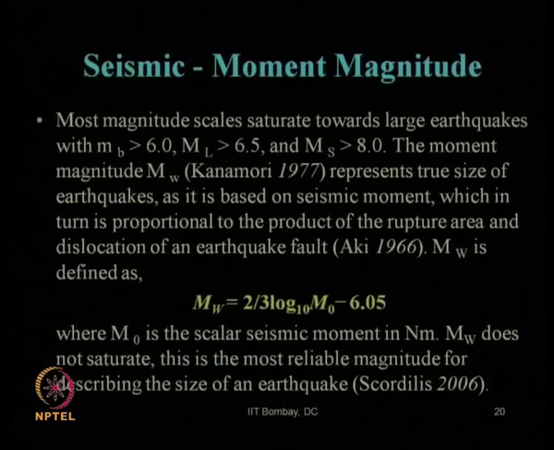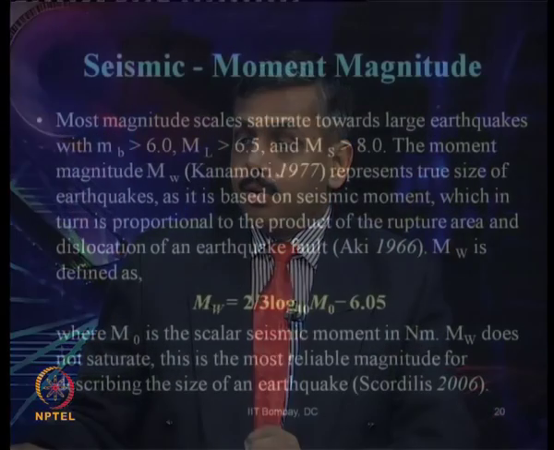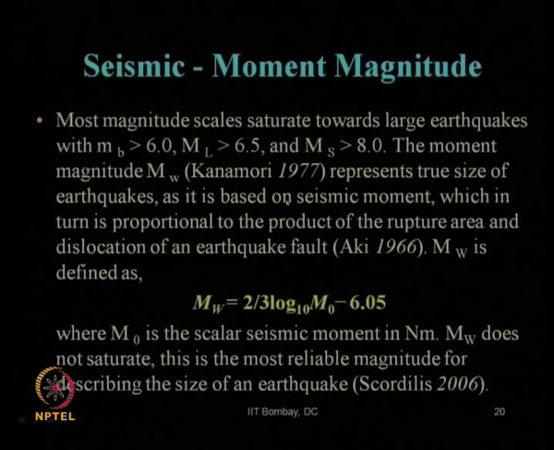So, we have understood that soon after an earthquake, whenever we see any estimation reported anywhere, technically or publicly, there is a high probability that it will be a Richter magnitude or local magnitude. The moment magnitude will be reported a little later, once these calculations are done properly. Now, let us discuss further the seismic moment magnitude. Most magnitude scales saturate towards large magnitudes, with Mb values greater than 6. Even ML, local magnitude, above 6.5 starts saturating. So, local magnitude above 6.5 also we have to use very carefully.